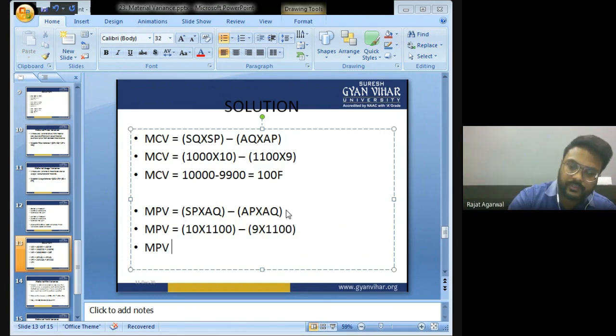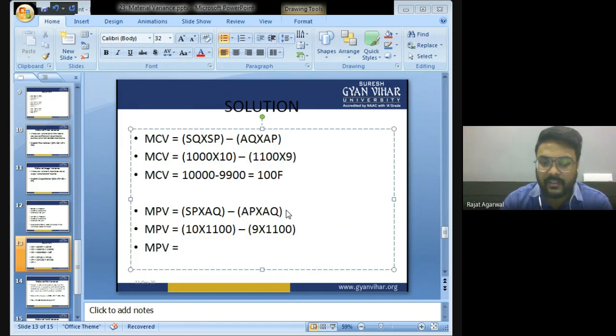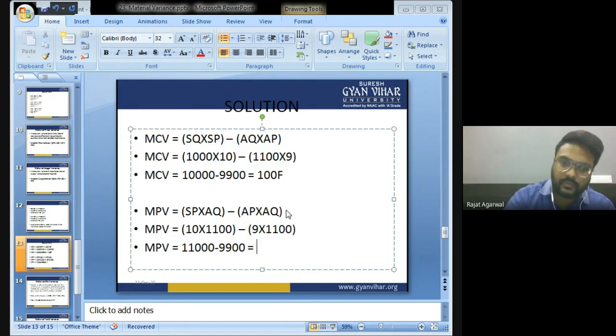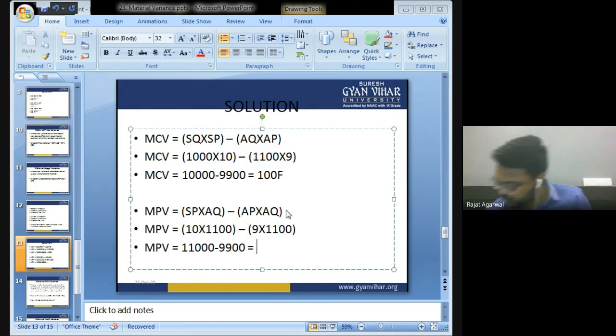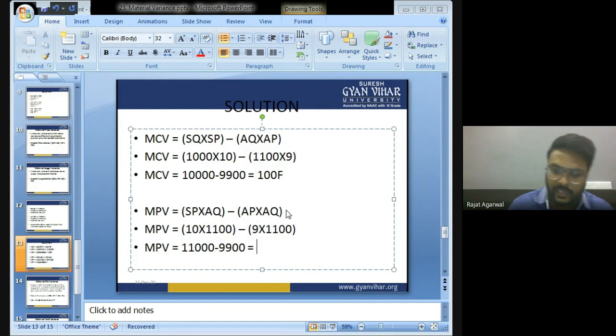Material price variance. 1100 into 10, that is 11,000, minus 1100 into 9, that is 9900. So what will be the answer? The answer will be 11,000 minus 9900, that is 1100 favorable.